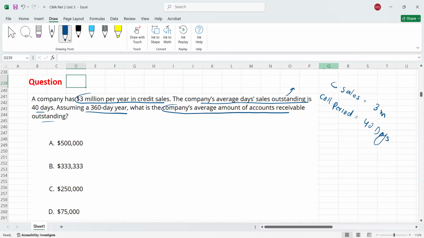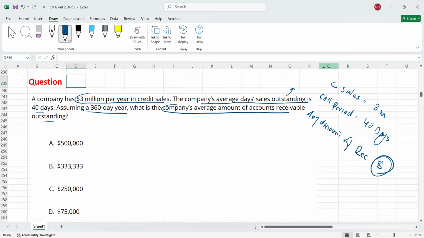So he is asking you the average amount of receivable. It means we have to calculate the answer in dollars, because receivables are always in dollars. Okay, so this is what he's asking. Now which formula can I apply? So this is what I need to understand. Most probably, the average receivables figure.